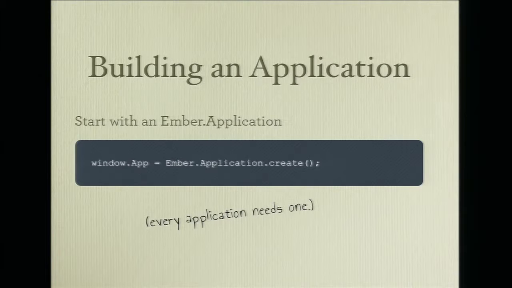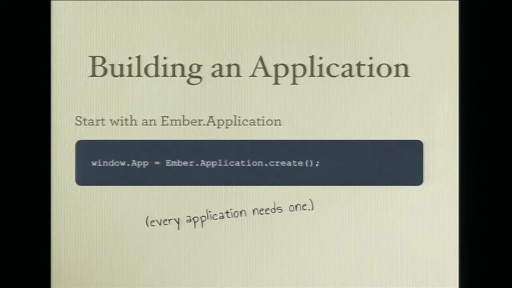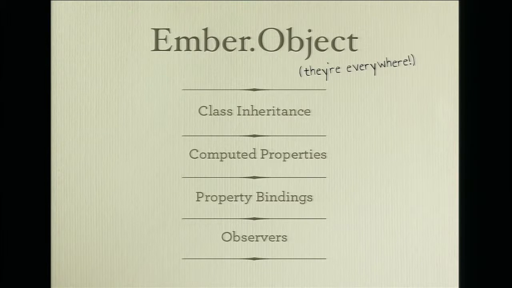So an Ember application starts with creating an instance of Ember Application. Ember has something called Ember Object, which gives you class inheritance. And the way that you create an instance of a class is by calling create. You can see this all over JavaScript, so it's comforting to a Rubyist like myself. So that gives you class inheritance. This is probably the most important thing in Ember: Ember Object. Everything sits on top of Ember Object. It's the abstract superclass of everything within the system.